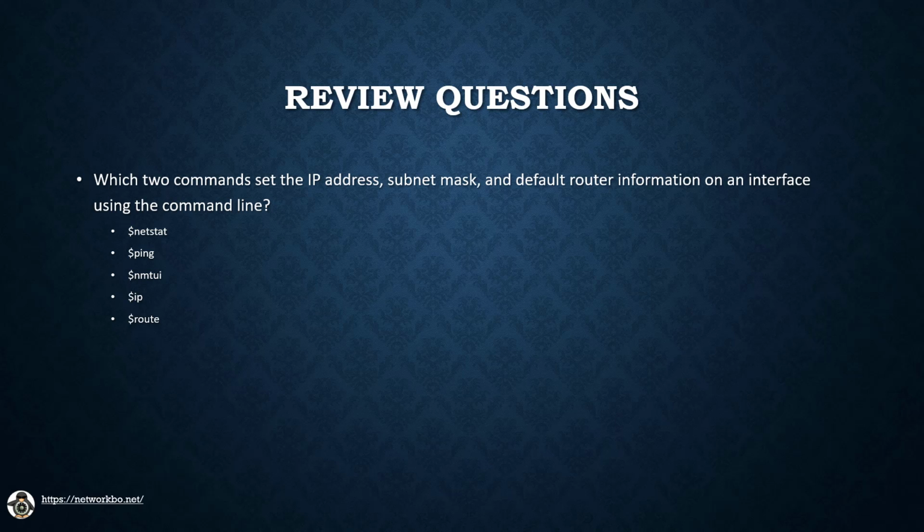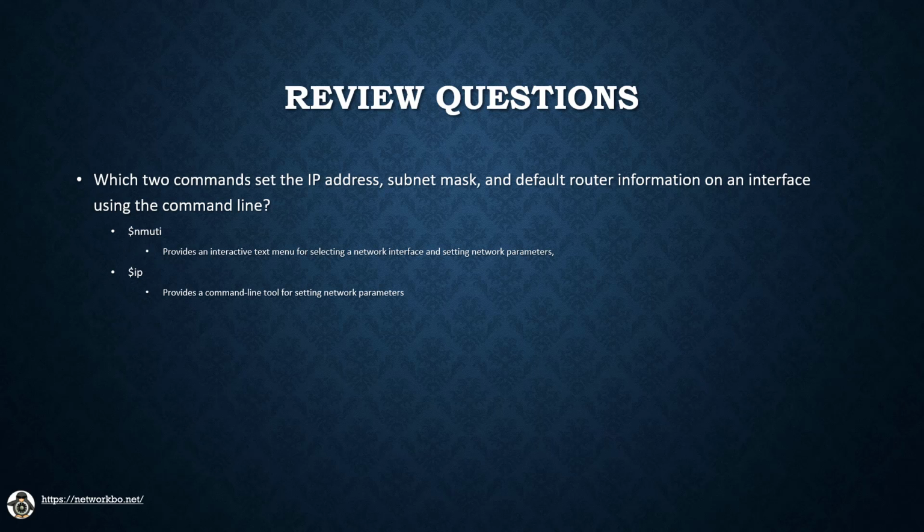Review question time. Which two commands set the IP address, subnet mask, and default router information on an interface using the command line? If you need a moment to pause and go look back, we did cover this earlier in the slideshow. The answer is the nmtui command provides an interactive text menu for selecting a network interface and setting network parameters. And the ip command provides a command line tool for setting network parameters.